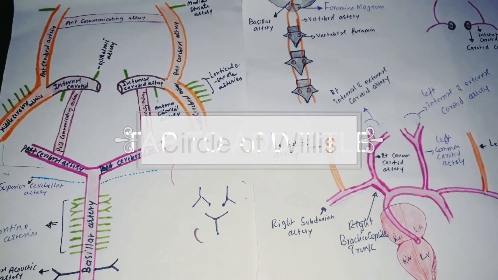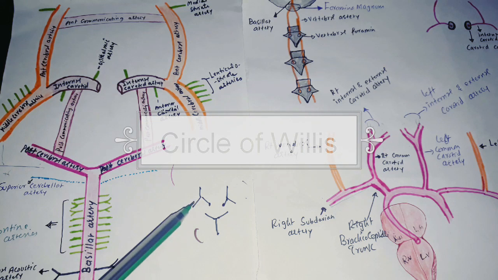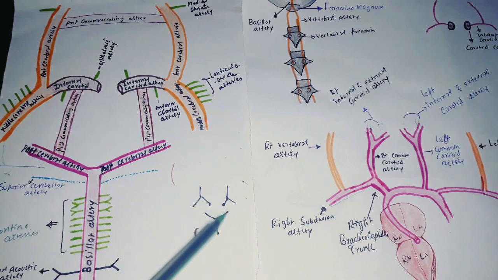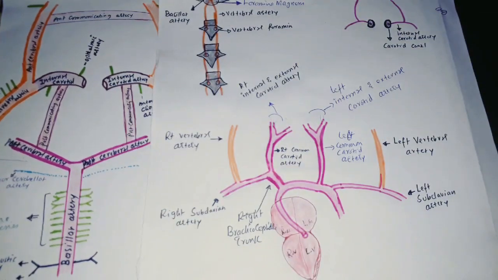Today we are going to talk about blood supply of the brain or circle of Willis. On the base of these three Y's, we will explain circle of Willis or blood supply to the brain. Let's first get into the basics.